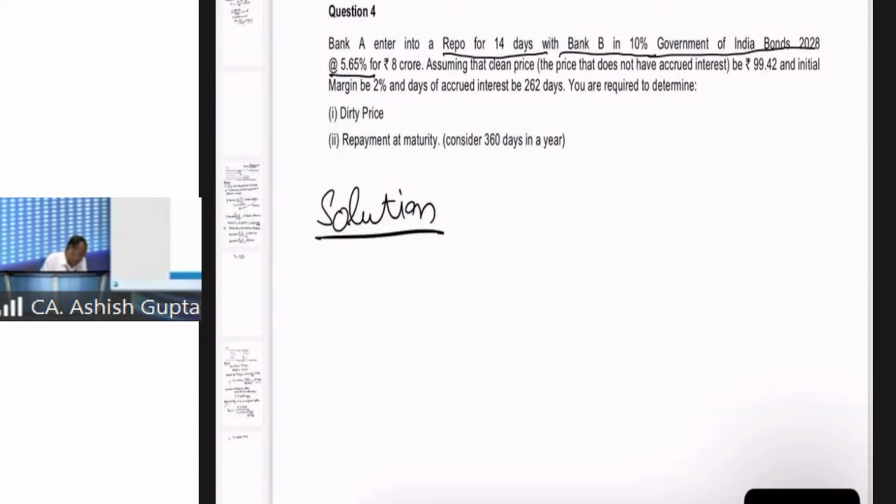Now the rate is 5.65% for 8 crore rupees, assuming the clean price, the price which does not include accrued interest. Clean price means the current market price of the bond, which is 99.42, with an initial margin of 2%, and days of accrued interest is this. This indicates that 262 days have already passed since the last payment of interest or coupon. You are required to first determine the dirty price, which means clean price plus accrued interest.